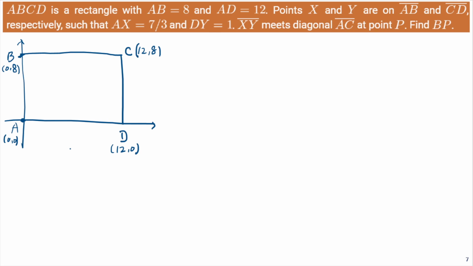Then have X here, whose coordinates is (0, 7/3). Y is here, whose coordinate is (12, 1). XY is here, AC is here, which meet at point P. So in this diagram, we have labeled the points A, B, C, D, X, and Y.